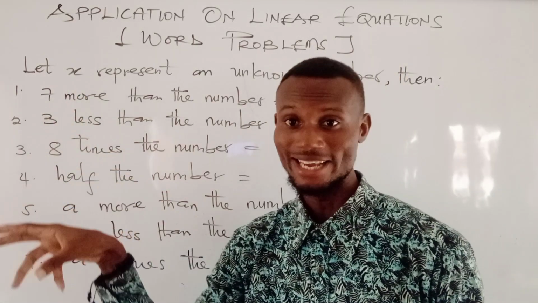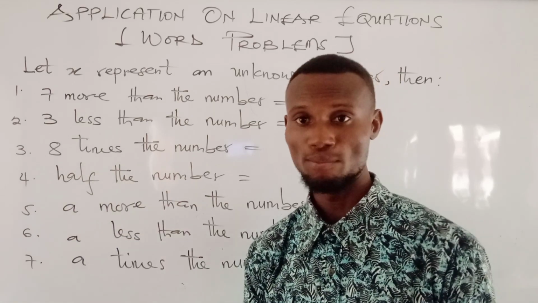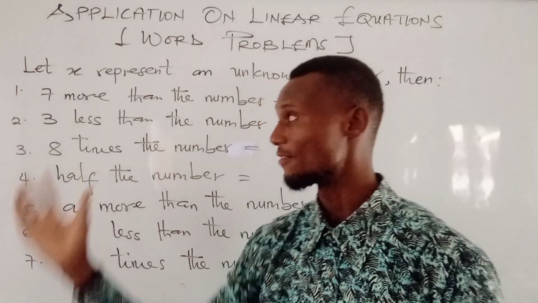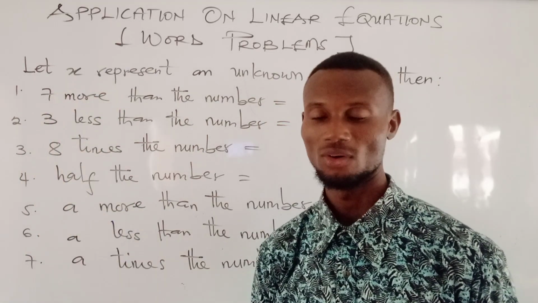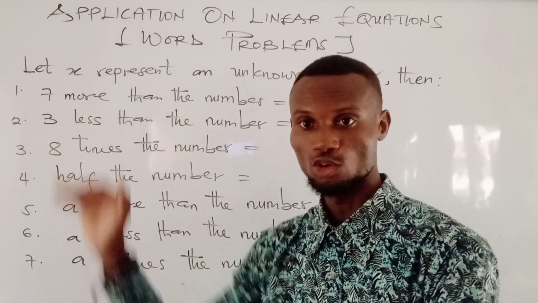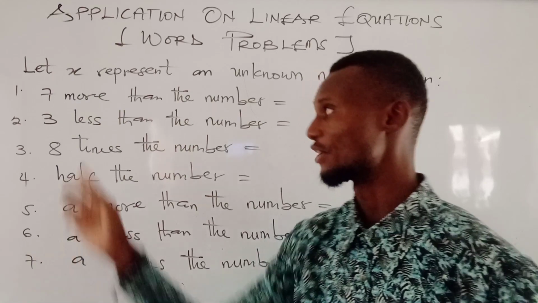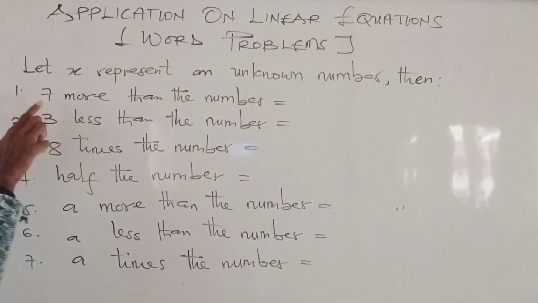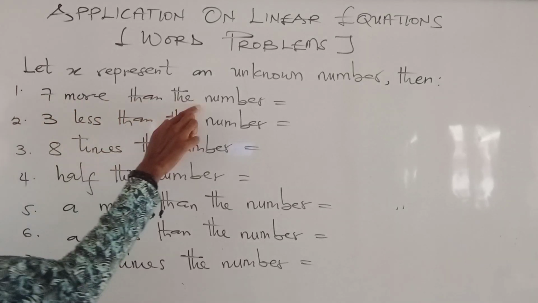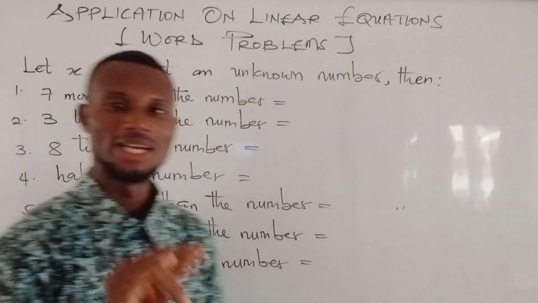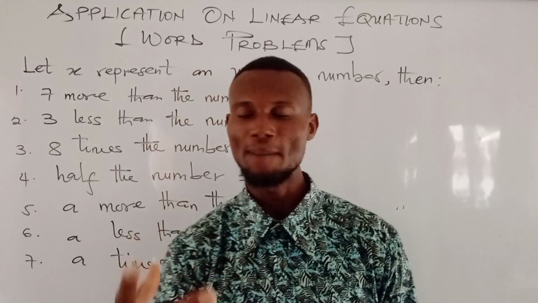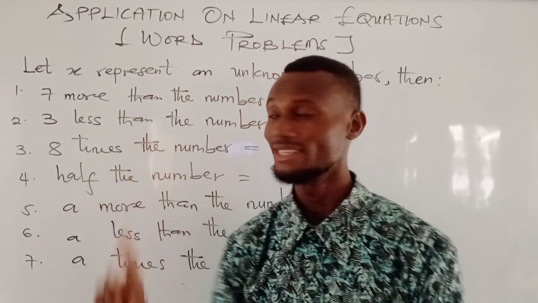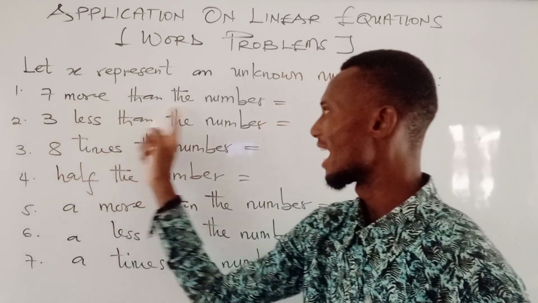So in that case, we are supposed to be able to get an expression in terms of S for the statements on the board. I'm going to guide you through them and explain them to you. Let's take the first one. The first one says 7 more than the number. Take note that the number we are referring to is S.